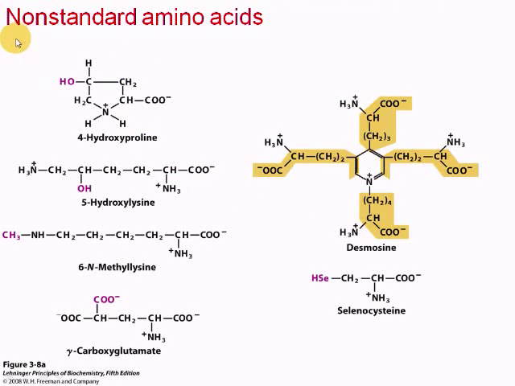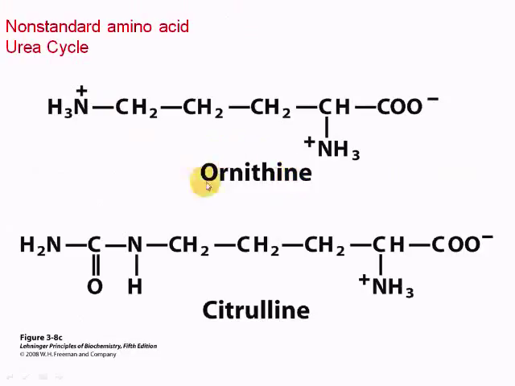Okay, so there's some non-standard amino acids. You don't really need to know anything about the structure or the name, just that they exist. There's a lot of them. Here's two more, ornithine and citrulline. You'll see these later on in a couple months in the urea cycle.